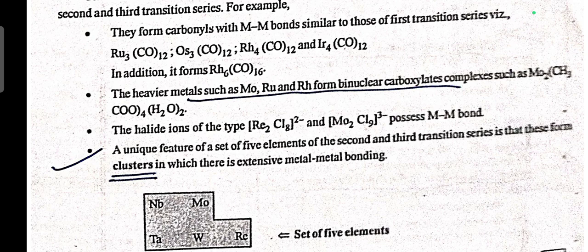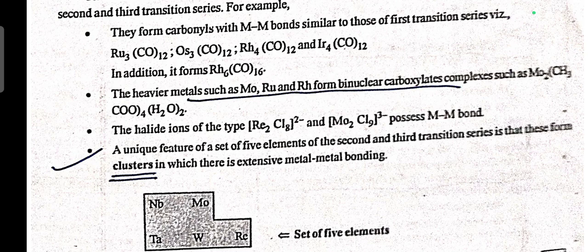Ru3(CO)12, Os3(CO)12, Rh4(CO)12, Ir4(CO)12. In addition, it forms Rh6(CO)16. The heavier metals such as molybdenum, ruthenium, and rhenium form binuclear carboxylate complexes such as Mo2(CH3COO)4(H2O)2. The halide ions of this type, Re2Cl8 2 negative and Mo2Cl9 3 negative, possess metal-metal bonds.